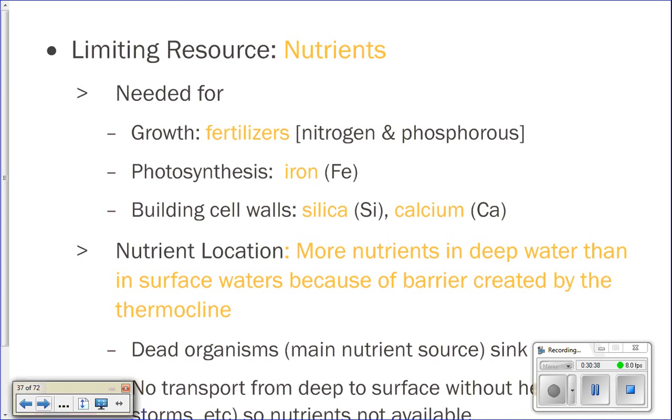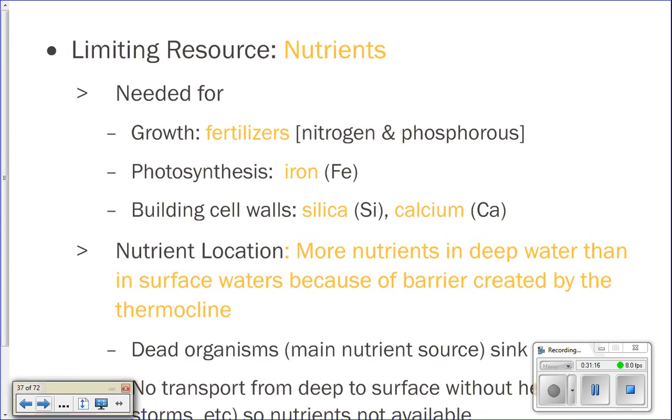Nutrients are located mostly in the deep sea, below the thermocline, past 200 meters in the water. The reason for that is the thermocline acts like a barrier and traps nutrients in the deep sea. When things die in the ocean, where all of the nutrients are located in dead things, they sink down to the bottom. They decay, nutrients get returned back into the water, but the thermocline acts as a barrier and keeps it down.